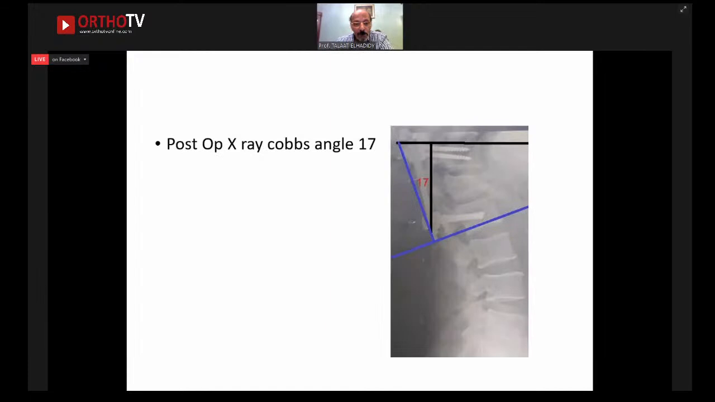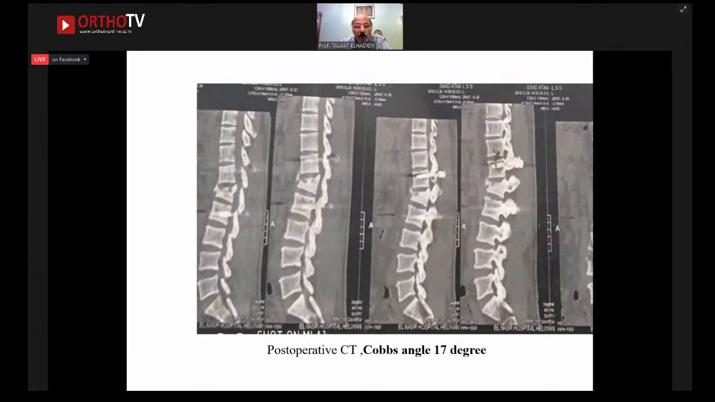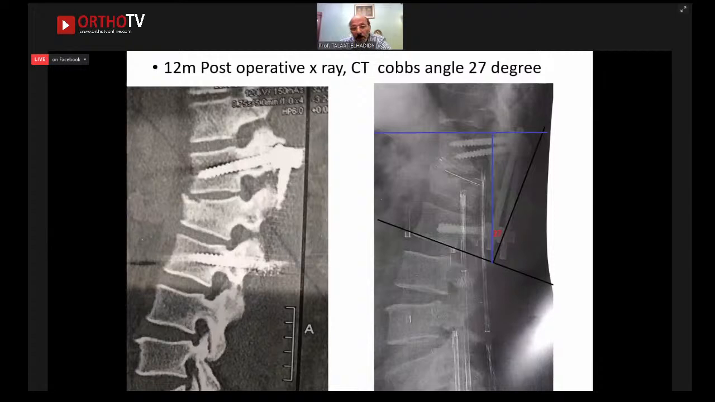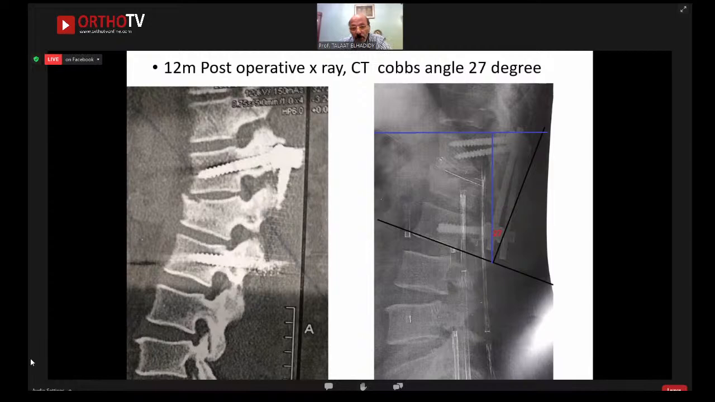Still, post-op correction 17 degrees. We didn't gain any correction. No gain in the height. And we lost more, from 17 to 27 degrees, because of the loads, tremendous loads applied to the top and bottom screws.